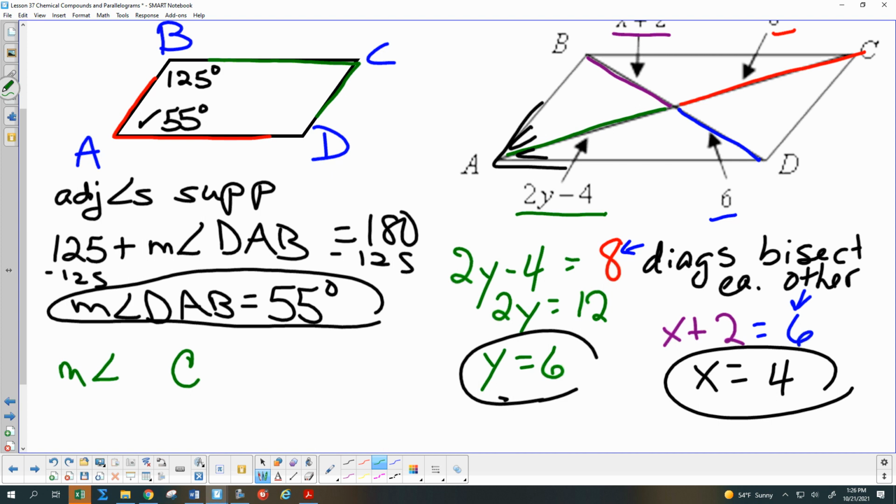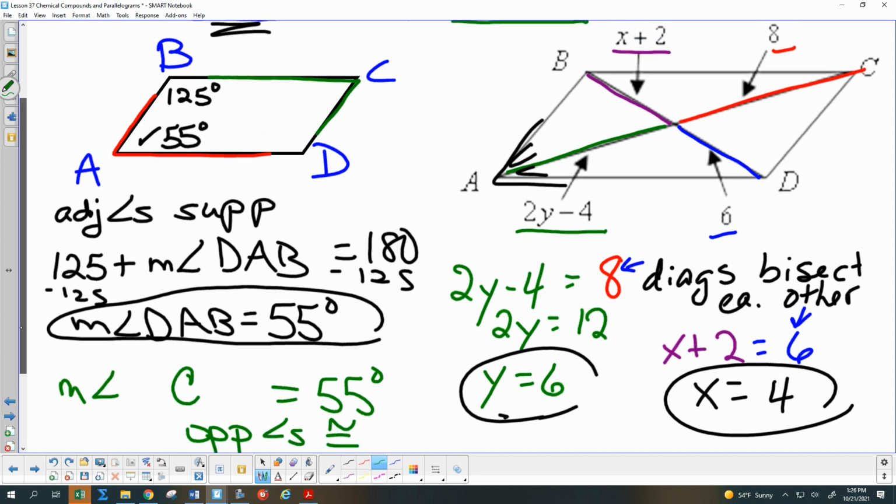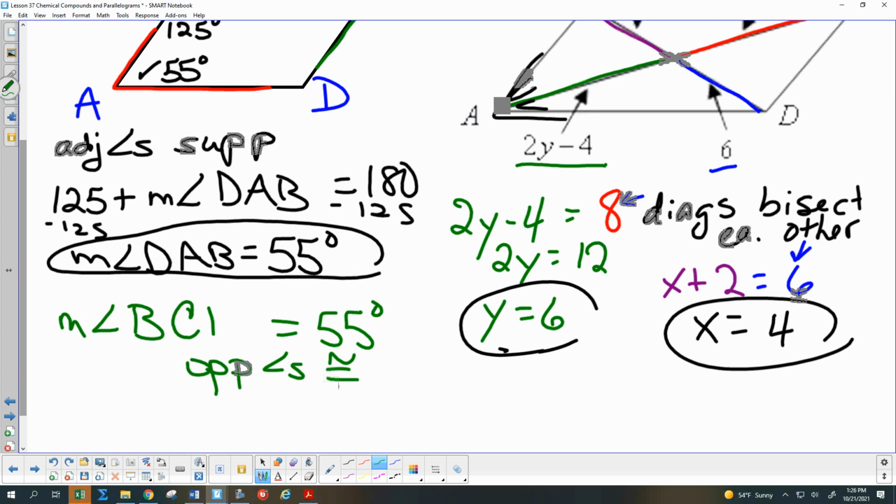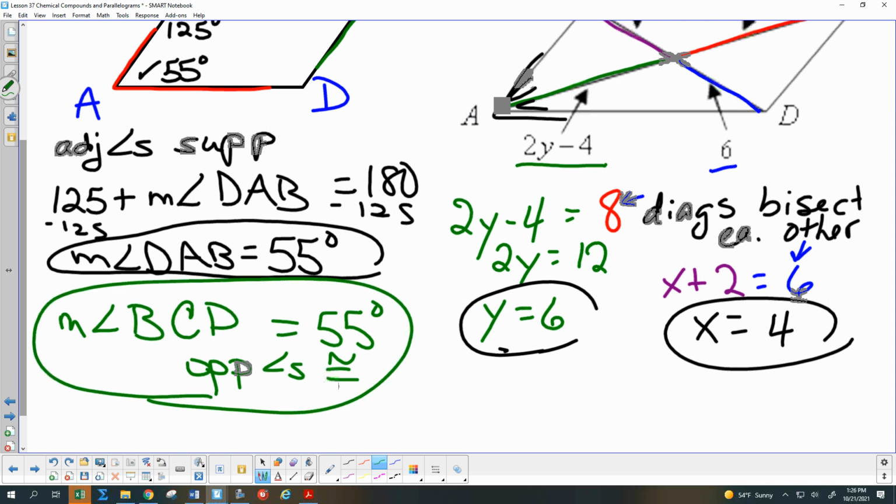in there in a minute, of the angle at C has to also be 55 degrees because opposite angles are congruent. And the full name of C was BCD. And we have solved that problem. Questions from anybody on that?